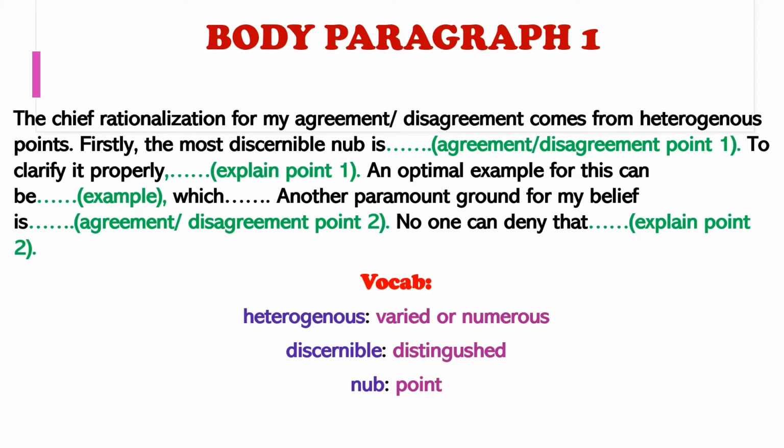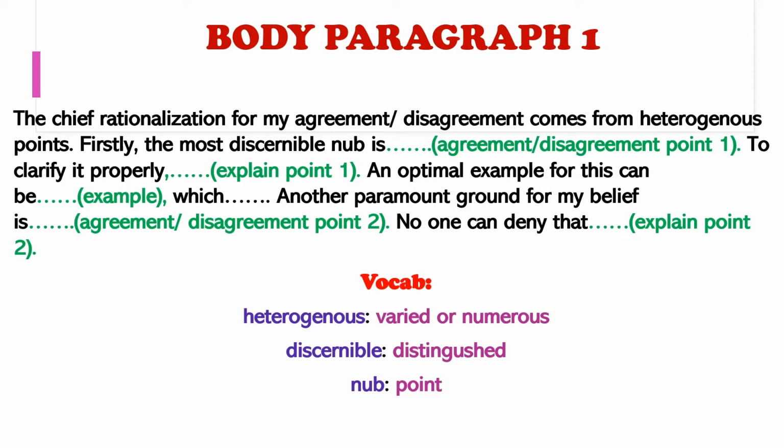For example, art should be taught in school. So firstly, the most discernible nub is, it brings out the emotional balance of a child. So the emotional side is my first agreement point. This emotional side is the reason why I think art should be included in school. Now I need to explain it. Every point should be explained. You cannot leave any point unexplained. You have to explain and justify it with an example to clarify it properly.